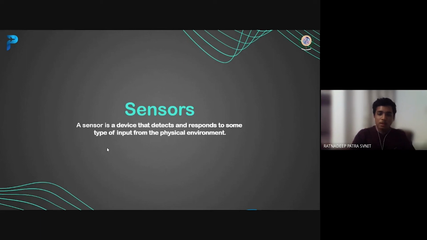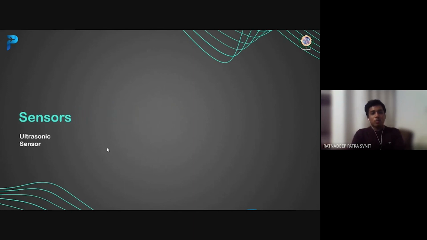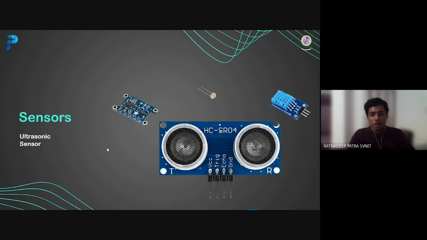So let's look into a few of the sensors that are available in the market. Firstly, we have the ultrasonic sensor. An ultrasonic sensor is capable of detecting objects that are in front of it. Like, if there is an object in front of the ultrasonic sensor, it is able to detect that object. And not only that, it can also detect how far this object is from this sensor.